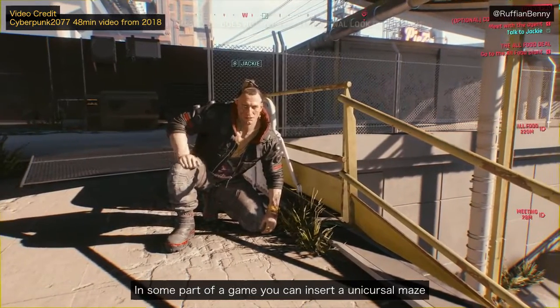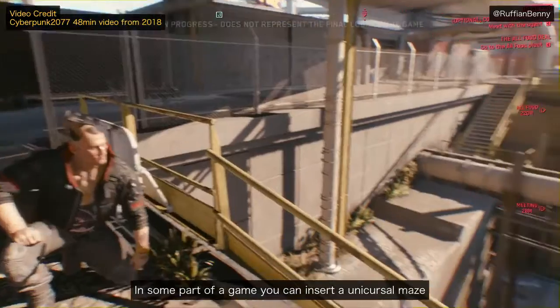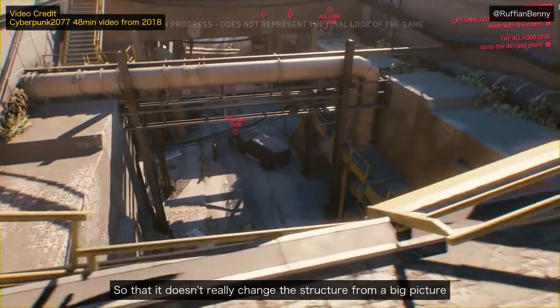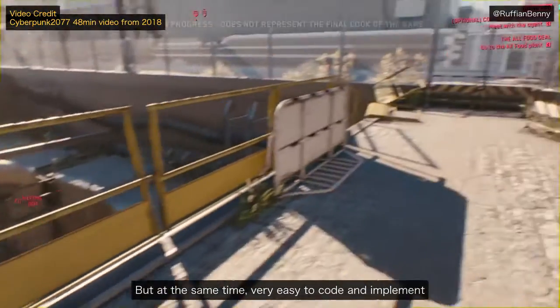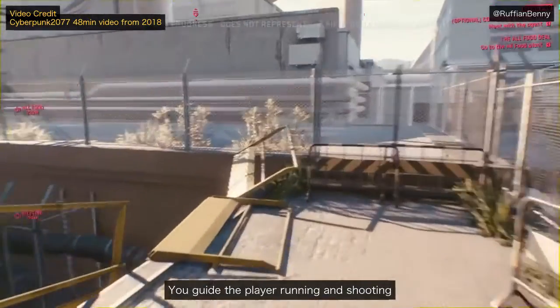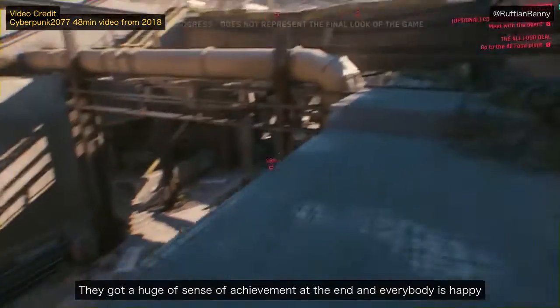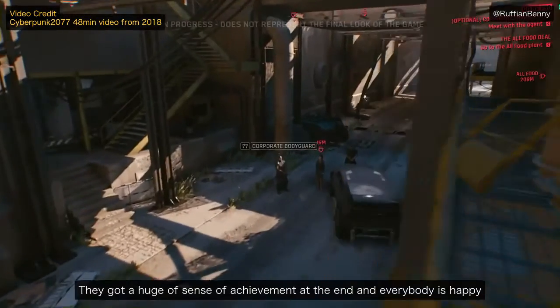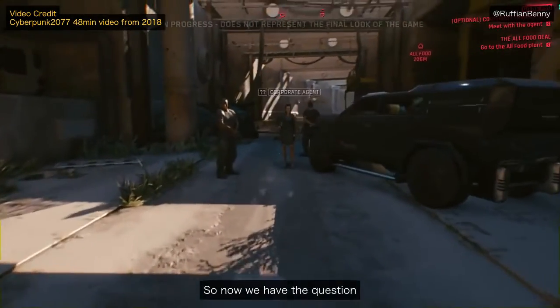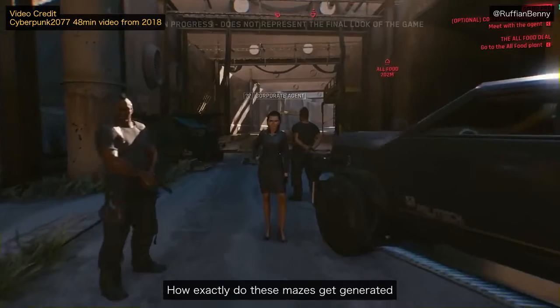In some parts of the game, you can insert a recursive maze so that it doesn't really change the structure from a big picture, but at the same time, it's very easy to code and implement. You get the player running and shooting, they get a huge sense of achievement at the end, and everybody is happy. So now we have the question: how exactly do the mazes get generated?